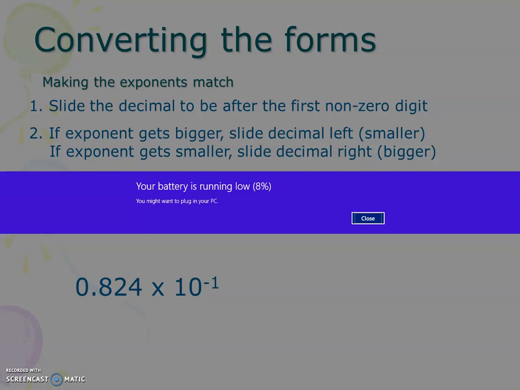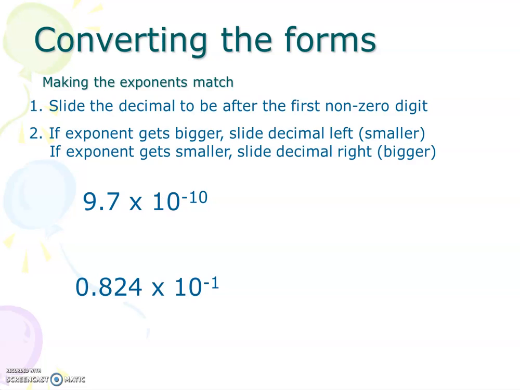So the rule is, if the exponent is going to be bigger, right, then you're going to have to slide the decimal left to compensate. And if the exponent gets smaller, we slide the decimal to the right to compensate. So 9.7 times 10 to the negative 10. Okay, this is in scientific notation, but maybe I need to write it as something times 10 to the 8. So that would be making the exponent 2 digits bigger. So the number in front is going to have to get 2 digits smaller, 2 decimal places.